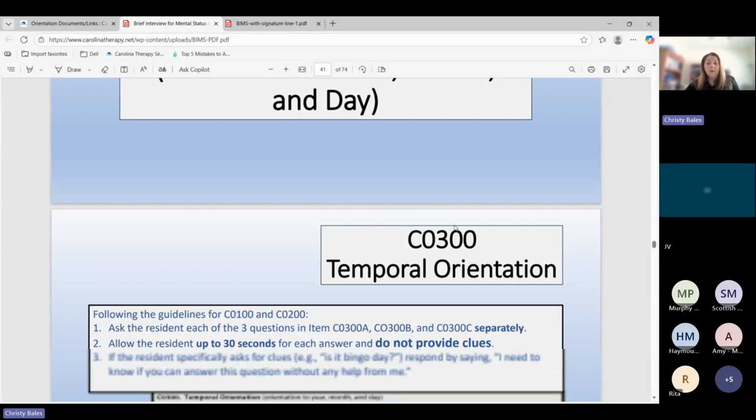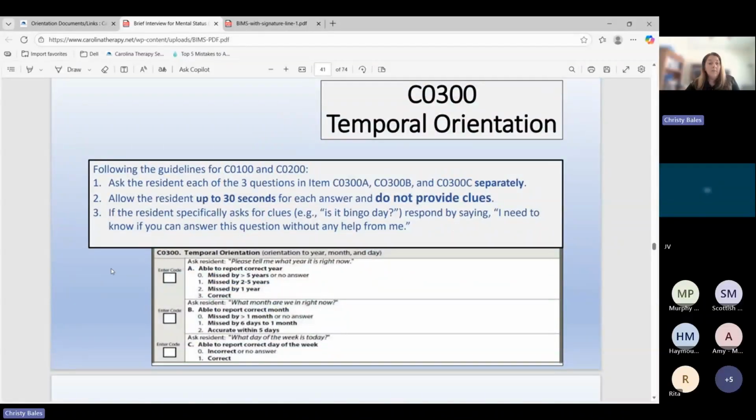All right, temporal orientation. On the C0300, you're going to say, please tell me what year it is right now, what month, what day of the week. You're going to ask each of the 3 questions separately. Allow the residents up to 30 seconds for each answer and do not provide clues.